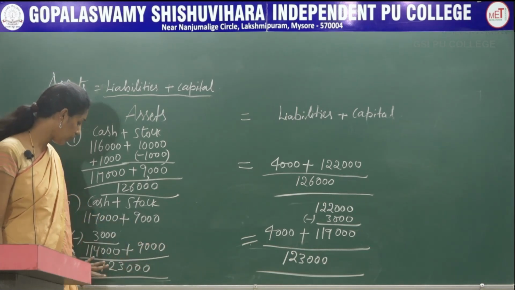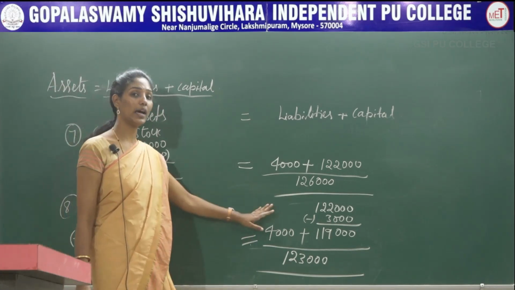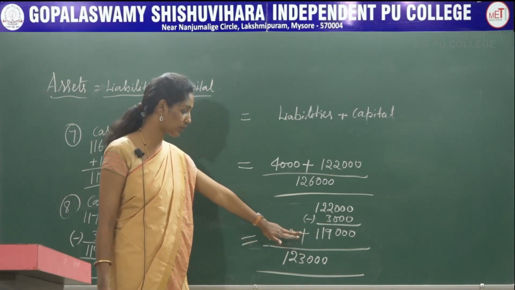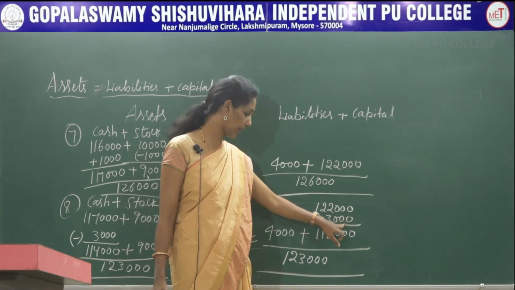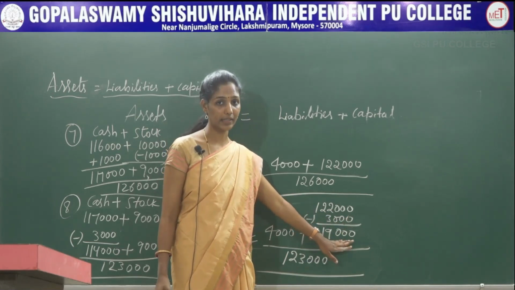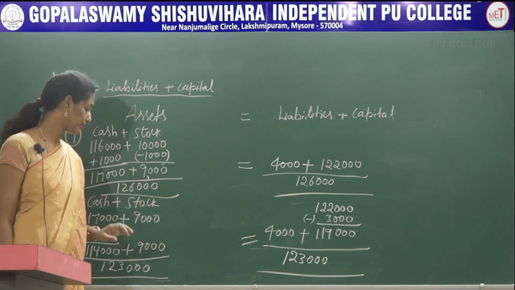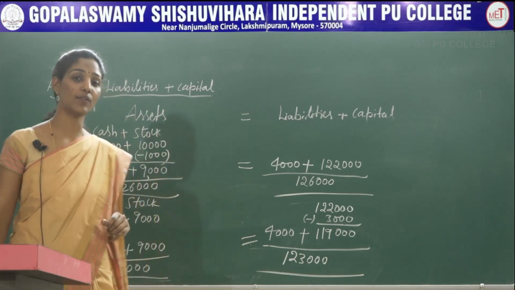Balance 9,000. 1,14,000 plus 9,000, 1,23,000. On the other side of the equation, 4,000 plus 1,19,000. How do you get this balance? 1,22,000 minus 3,000 comes to 1,19,000. So now both the sides of the equation tally. The next transaction is goods destroyed by fire rupees 500.